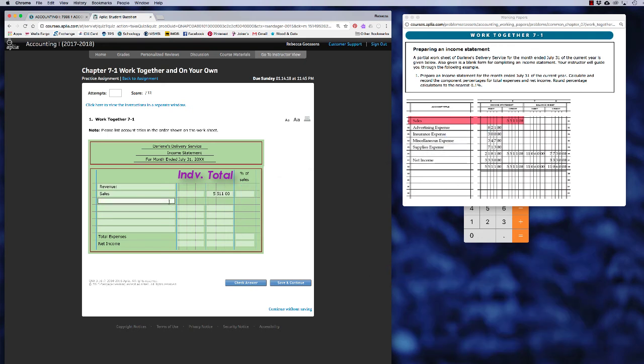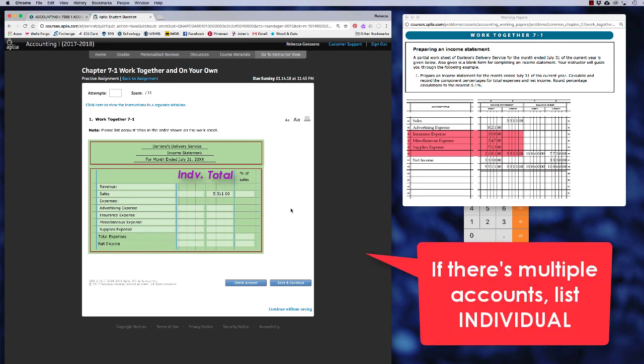Okay. The next type of accounts we have are all expense accounts. So I'm going to give the expense account title heading over here. And then I'm going to list each individual expense account. So I'm going to list advertising expense, insurance expense, miscellaneous expense, and then I have supplies expense. Because I have multiple ones, I'm going to put them in the individual column on the left. So my advertising was 821, insurance 300, miscellaneous 347, and supplies was 713.